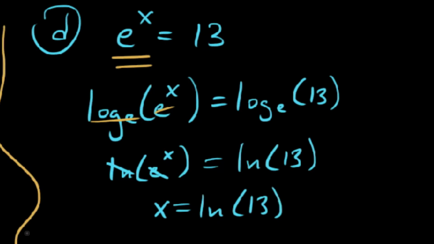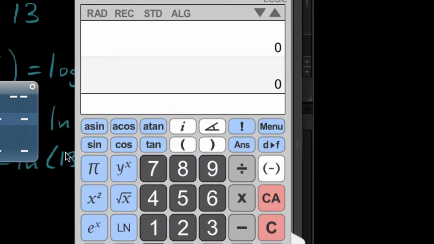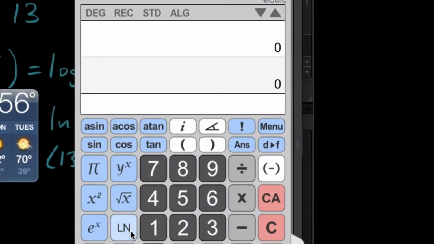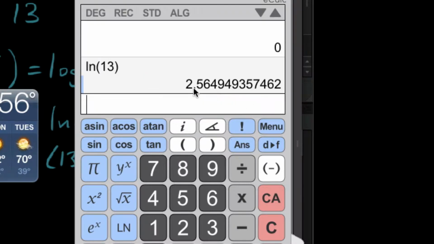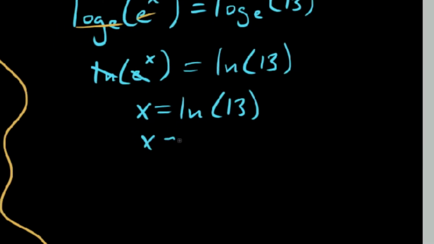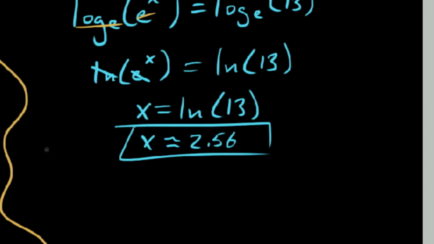The convenient thing here is this. We could just flip over to a calculator that has a natural log on it. So we say ln 13, enter, and we get 2.56-ish. So x is approximately 2.56-ish. Okay, so there's a convenient example of how to solve an exponential expression using a log.